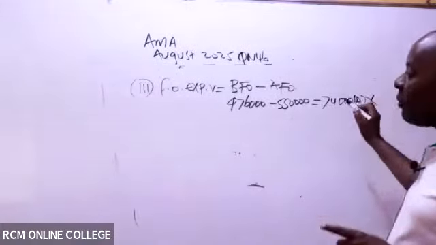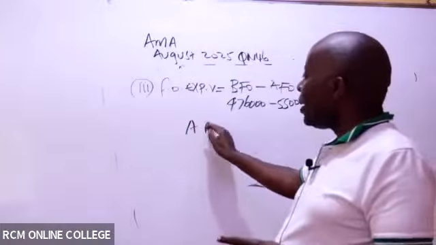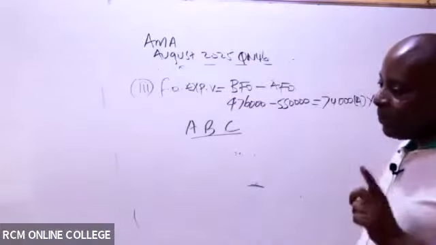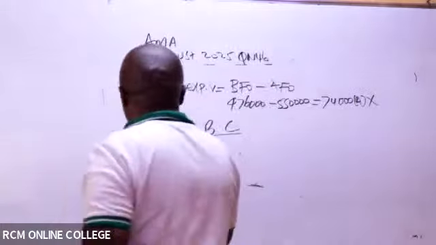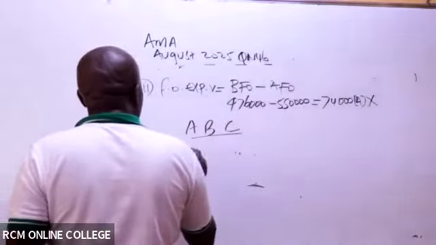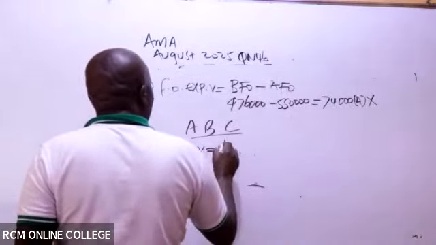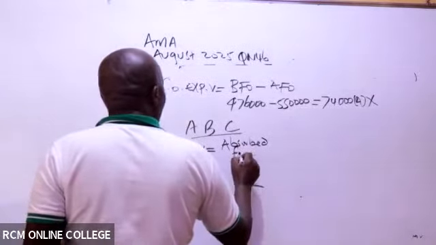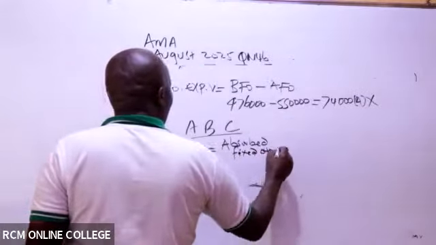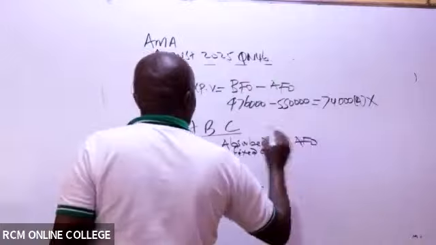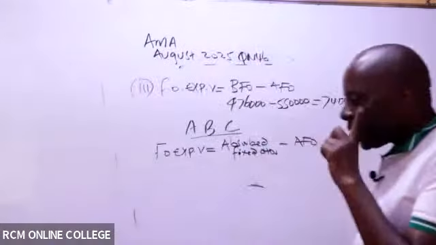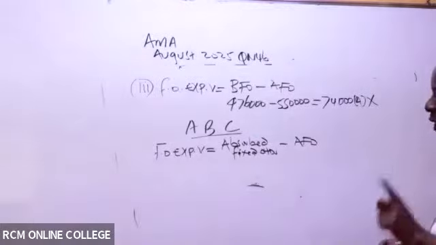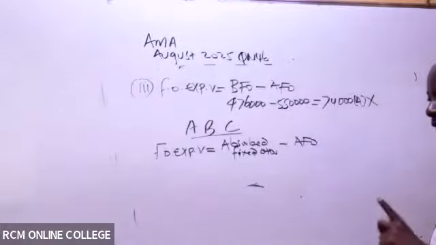But this will be wrong because they have told us to use activity-based costing. That is where the difference comes in. If it is activity-based costing, ladies and gentlemen, this fixed overhead expenditure variance becomes absorbed fixed overheads minus actual fixed overheads. If it's ABC, we are absorbing this using cost drivers. So we take absorbed fixed overheads minus actual fixed overheads.